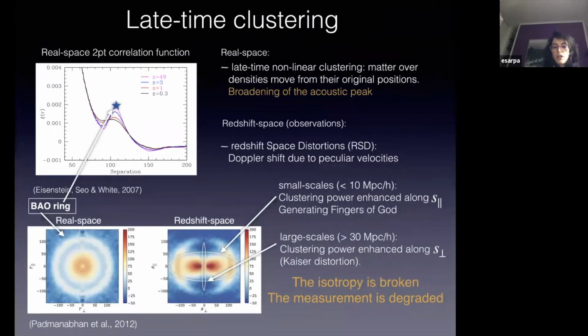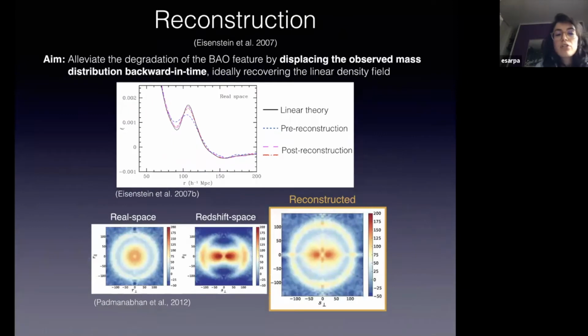Okay, so as I think you know, reconstruction was introduced to alleviate the broadening of the acoustic peak in the two-point correlation function caused by nonlinear displacement of galaxies that occurs from the epoch of the CMB to late time.